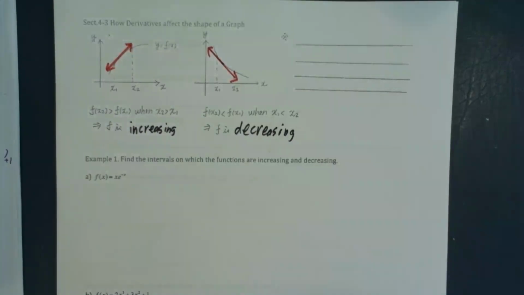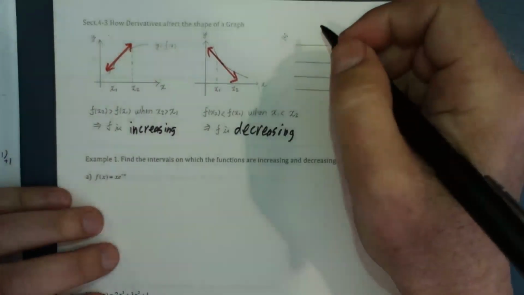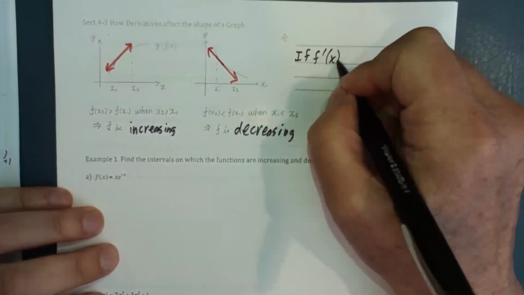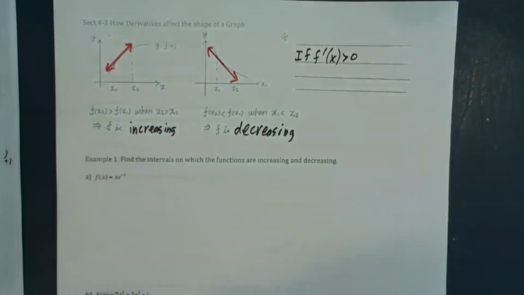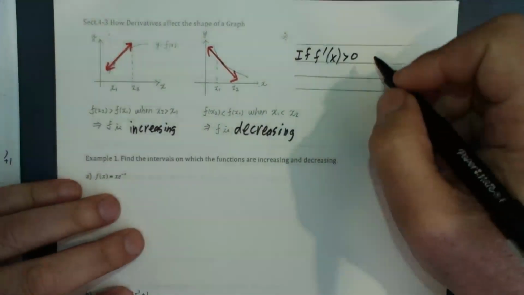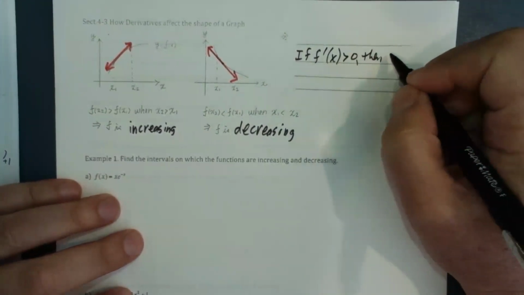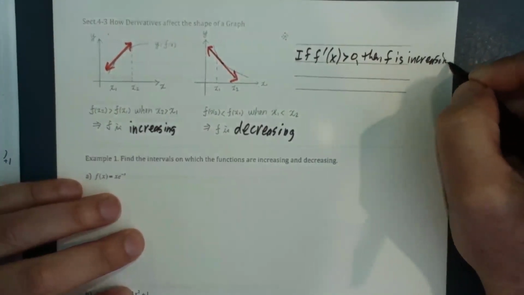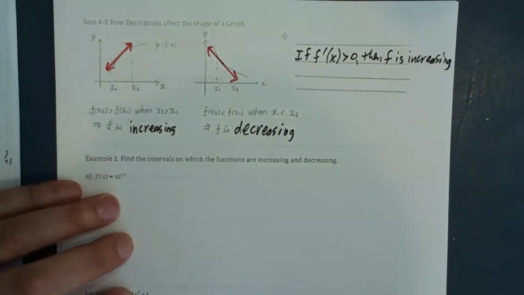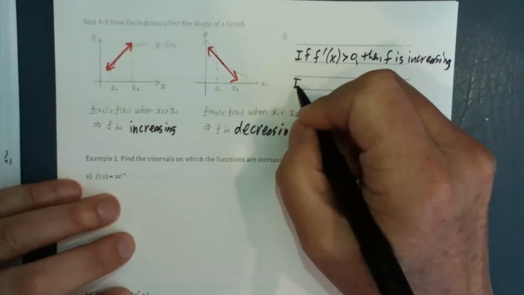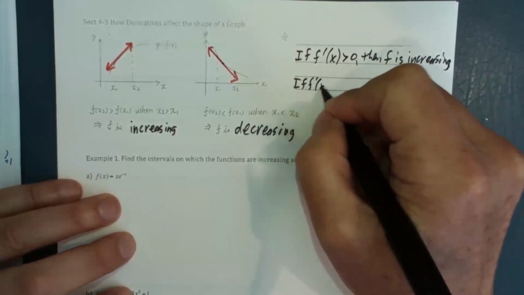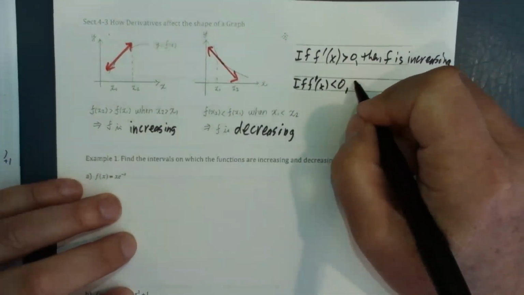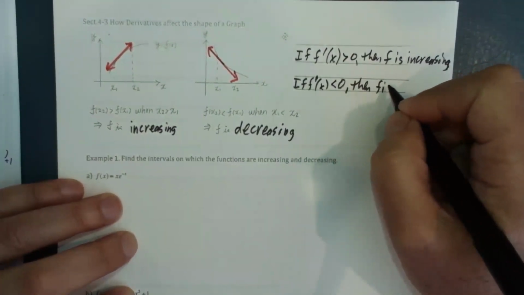To translate that into something we can use, we say that if f prime of x is positive, meaning the slope of the tangent line is positive like we have here, then f is increasing. And the opposite is true if f prime of x is negative, if the slope is negative, if it's less than 0, then f is decreasing.